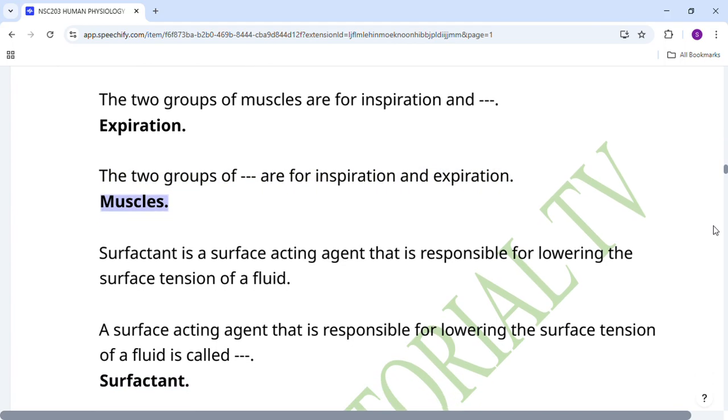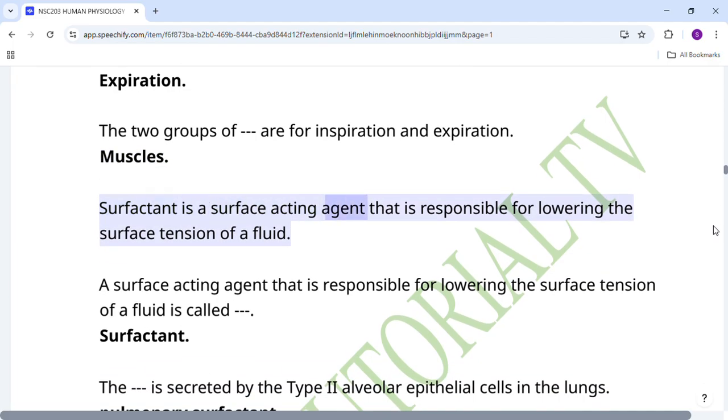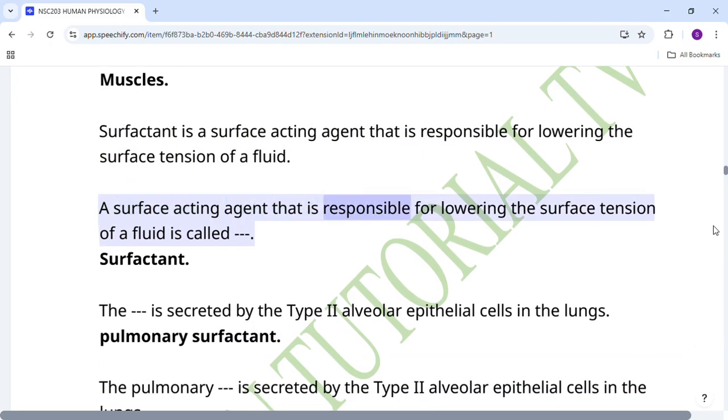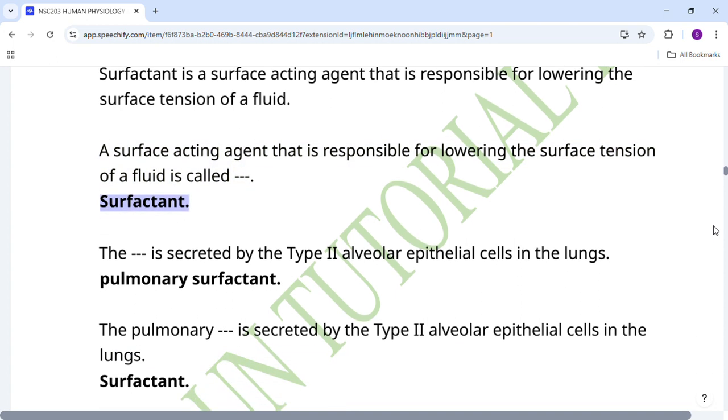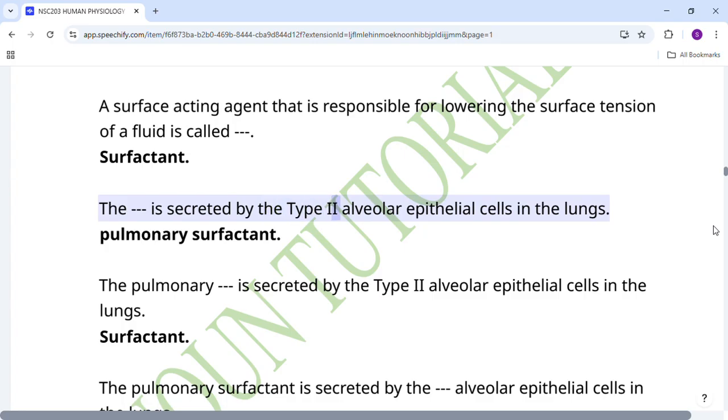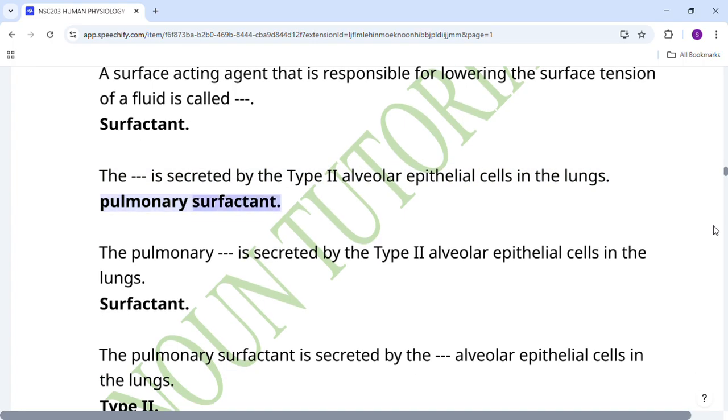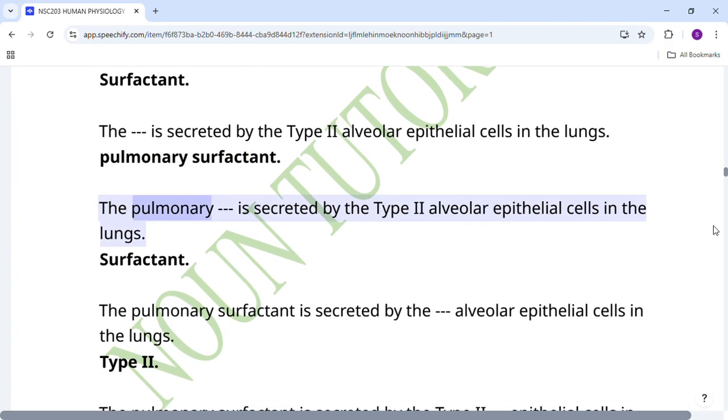Surfactant is a surface acting agent that is responsible for lowering the surface tension of a fluid. The pulmonary surfactant is secreted by the type II alveolar epithelial cells in the lungs.